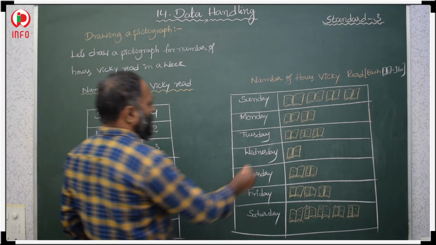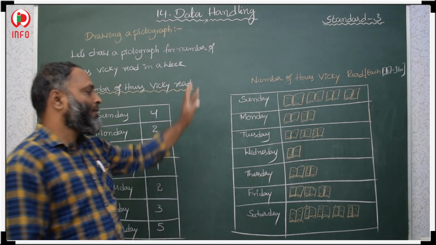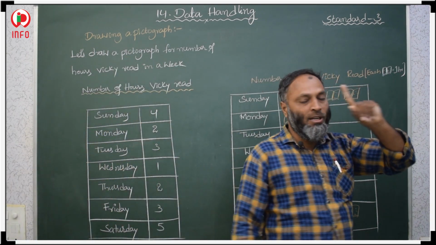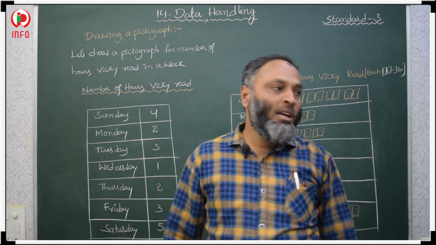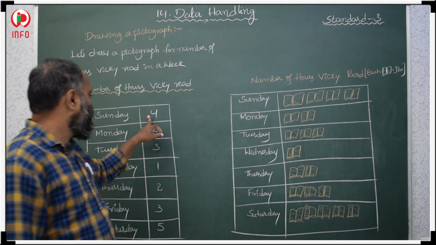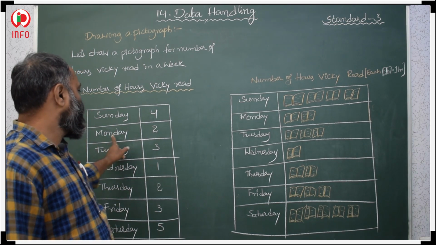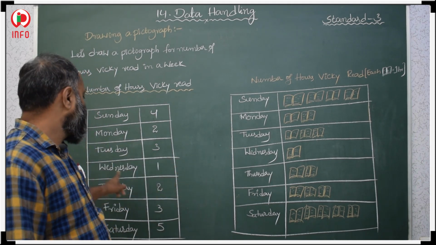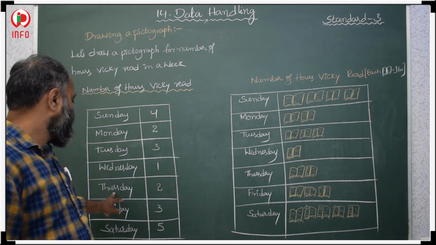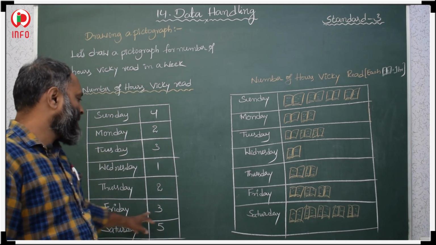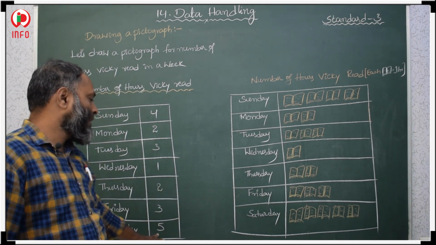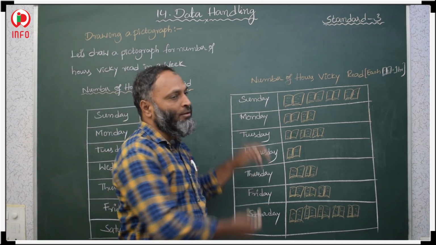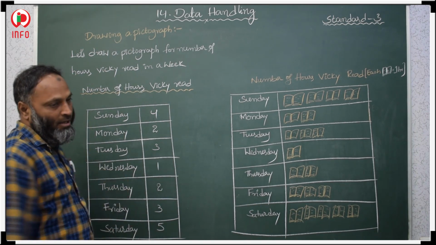According to the number of hours he read, on the basis of that we draw a pictograph. Here the key is given: each book means 1 hour. According to that, on Sunday he read 4 hours means we draw 4 books, Monday 2 hours means 2 books, Tuesday 3 hours means 3 books, Wednesday 1 hour means 1 book, Thursday 2 hours means 2 books, Friday 3 hours means 3 books, and Saturday 5 hours means 5 books. This is the representation of a pictograph on the basis of our data.